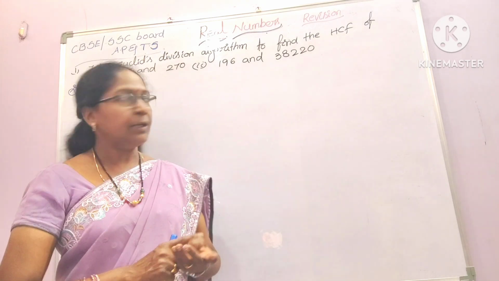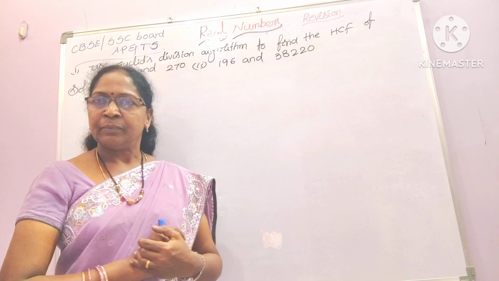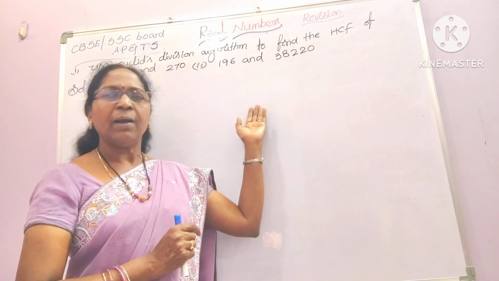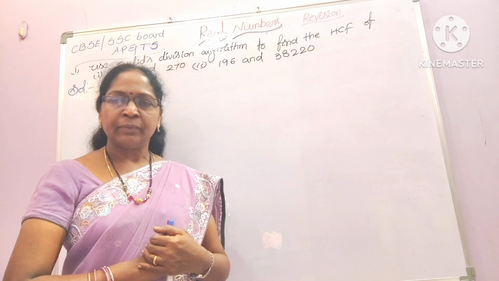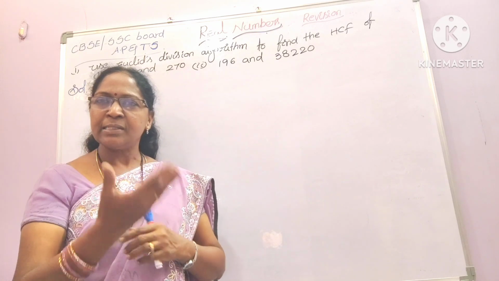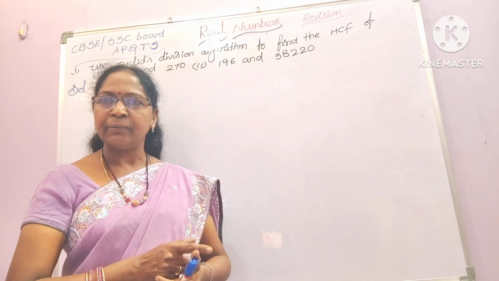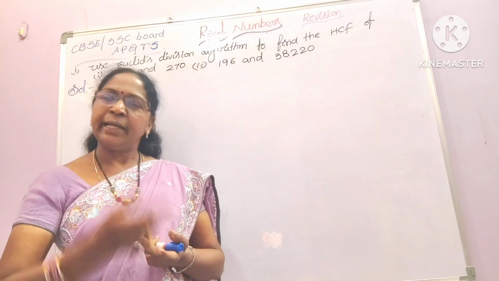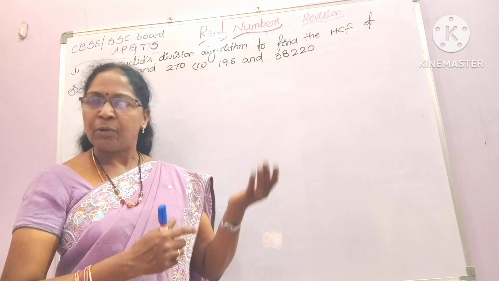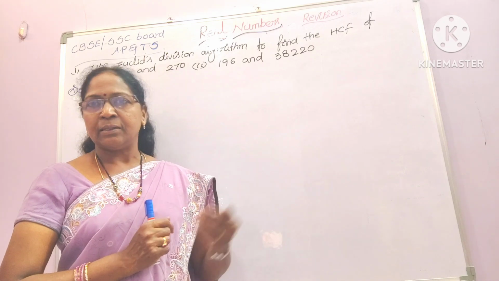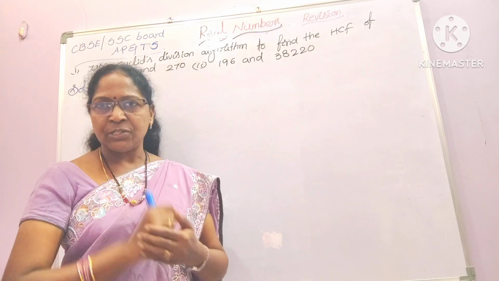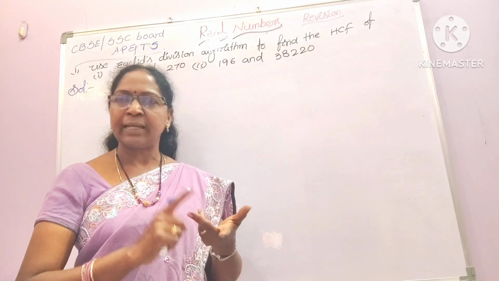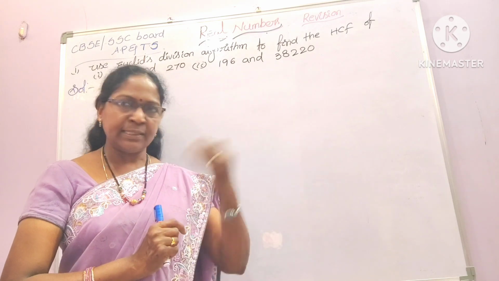First topic is Euclid's division algorithm or Euclid's division lemma. Both are the same, nothing but the division algorithm. By using Euclid's division algorithm, you have to find the HCF of the given numbers. That is one. And the second one, they will give you two positive numbers. Use the prime factorization method to find the HCF and LCM of the numbers. That is the second one.